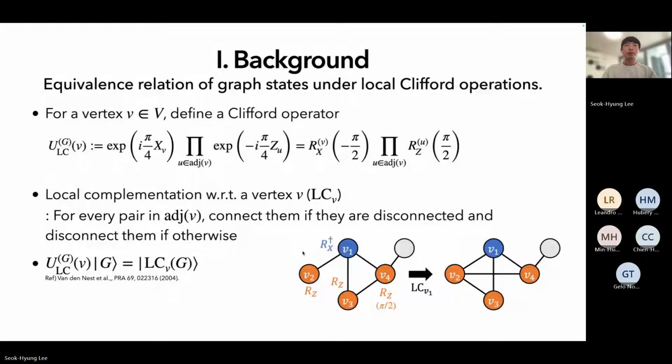For example, if we consider this graph state and apply the local complementation with respect to this vertex, then these three are the adjacent vertices of V1. This and this are not connected here, so it is now connected, and this is already connected, so here this is now unconnected. It is important to note that by applying this Clifford operator to the graph state, we can transform the graph by this local complementation.